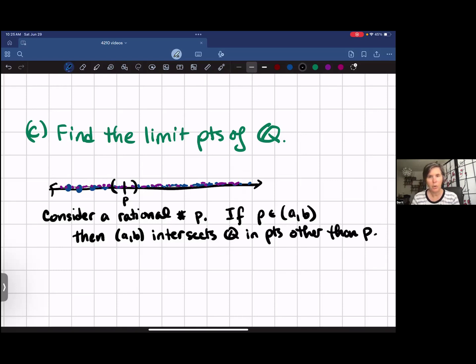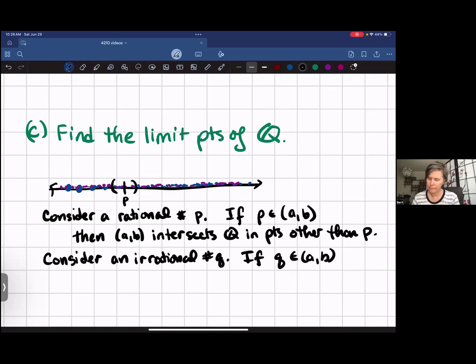Okay. What if I take a point that is irrational? If Q is in some interval, here's my irrational Q, and I take an interval around it, will that also contain more rationals? Yeah, for the same reason. Actually, every interval contains infinitely many rational numbers.